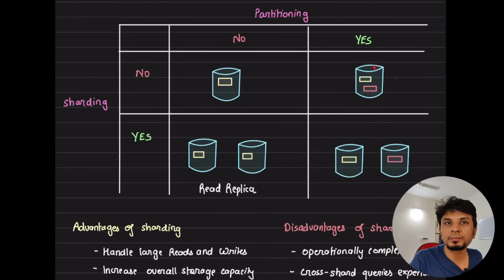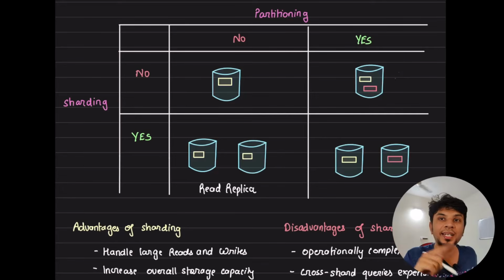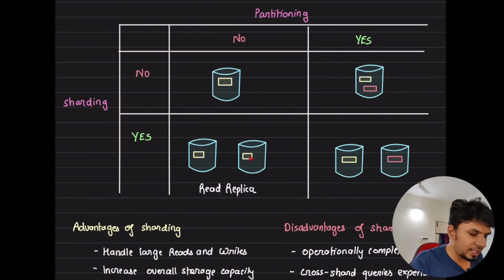And then let's say you have sharded but not partitioned. What's that use case? When you are sharding, which means you have 2 database servers, but you are not partitioned, which means your data is not split, which means both servers have the same copy of data.